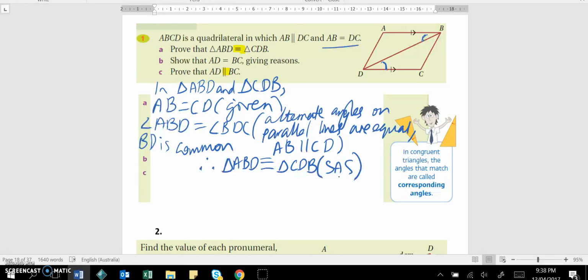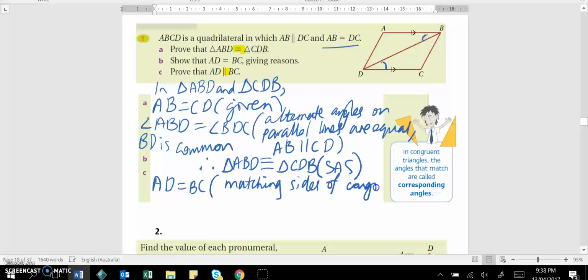It says show that AD equals BC. Well, because I've just proved they're congruent, we write the classic reason: AD is equal to BC, and my reason is matching sides of congruent triangles are equal.